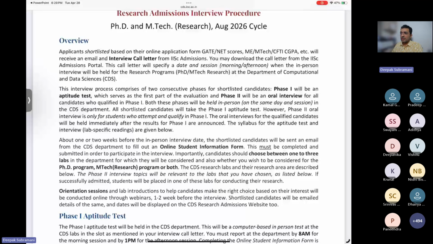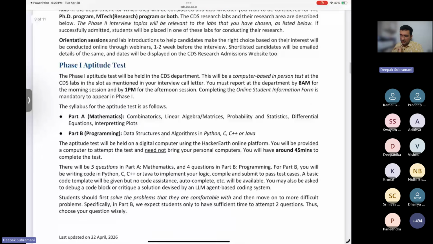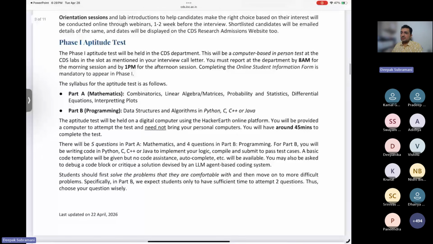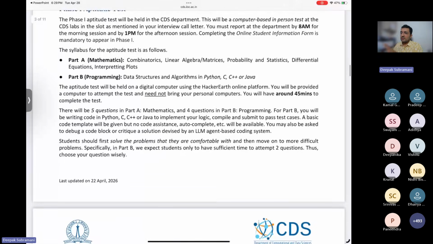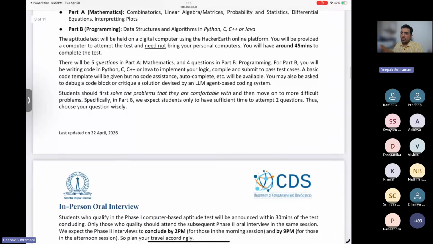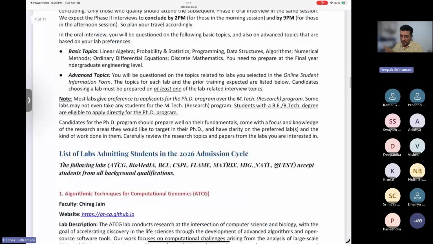Information on phase one, phase two, and the online information form, the Google form that I've shared with you, is all present. The topics, what you have to answer, what is in part A, and what is in part B, all of this is here. It's a fairly detailed document, so please go through it very carefully.